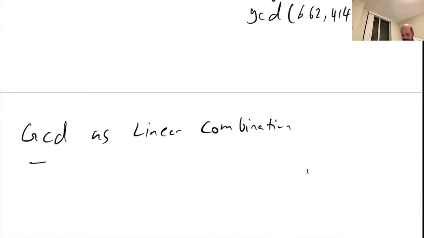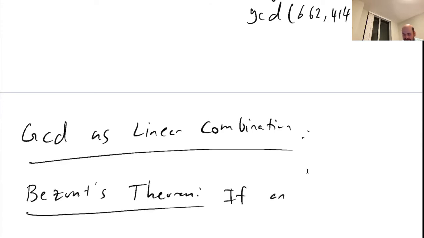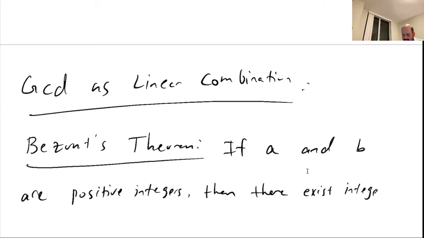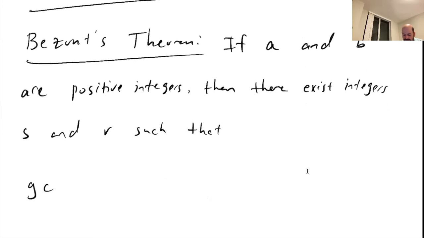Okay, so another thing we want to look at is GCD as a linear combination, which is a theorem called Bezout's theorem, named after the mathematician Bezout. Bezout's theorem says if A and B are positive integers, then there exist integers S and R such that the GCD of A and B is equal to SA plus RB.